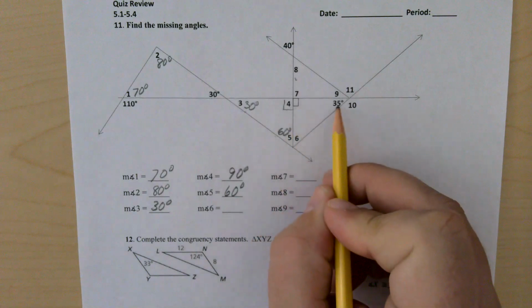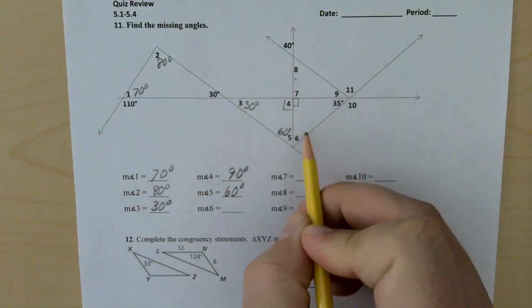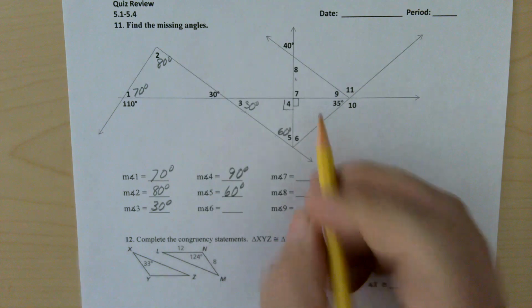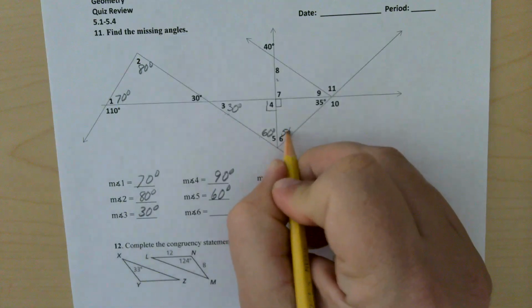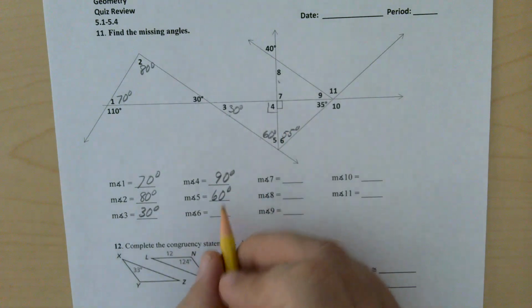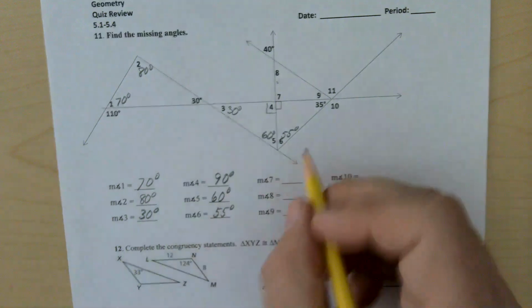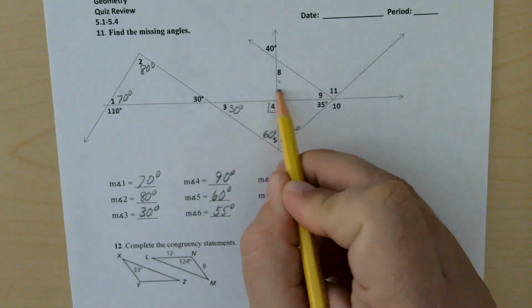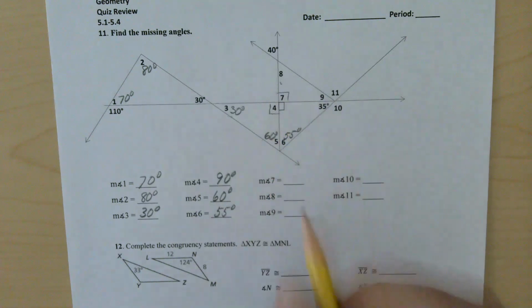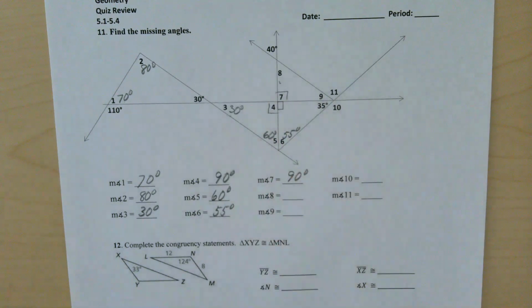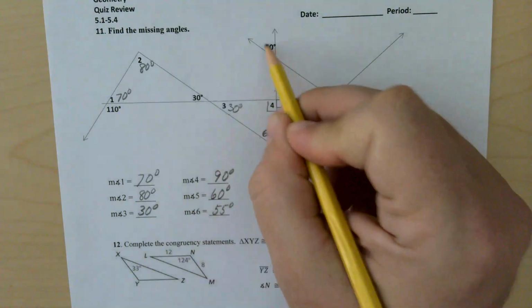Okay, so then for angle 6, we have a 90 and we have a 35. You really need just its complement. 90 minus 35, that's going to be 55 degrees. So angle 6 is 55 degrees. We're going to see angle 7 is also going to be 90 degrees. So again, if this is 90, its supplement is going to be 90. Okay. And then for angle 8, we have to use the fact that we have vertical angles here.